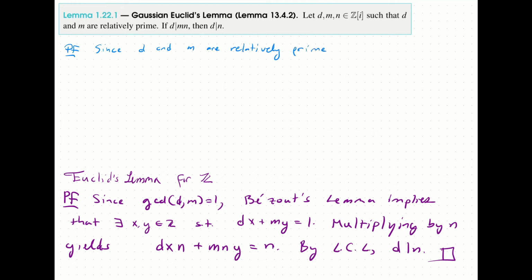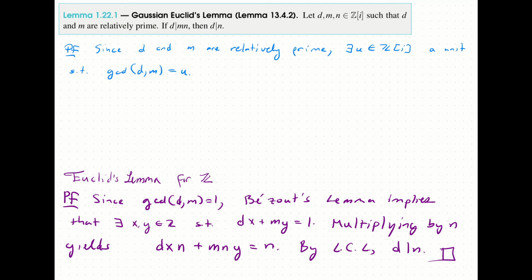now over the Gaussian integers, we know that the GCD is not unique. And so we don't have necessarily that the GCD is equal to 1, but we know that it's going to be equal to some unit. And so since d and m are relatively prime, there exists a unit u in the Gaussian integers such that the GCD of d and m is equal to u.